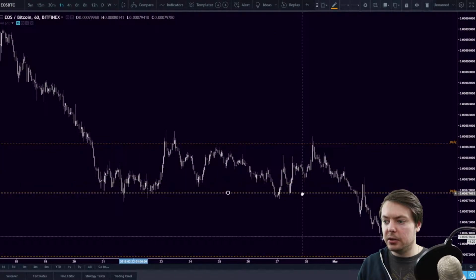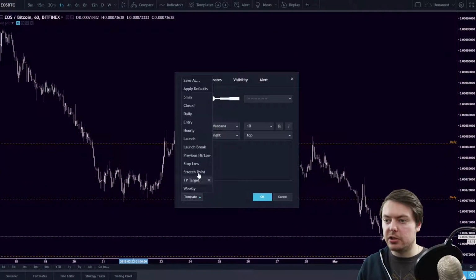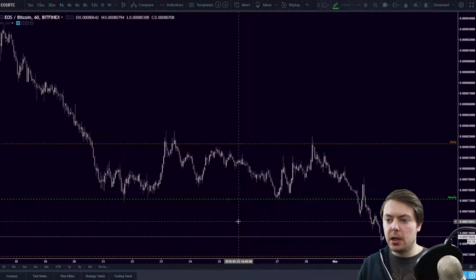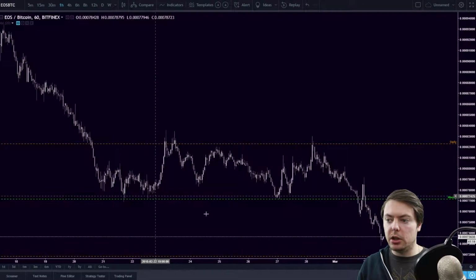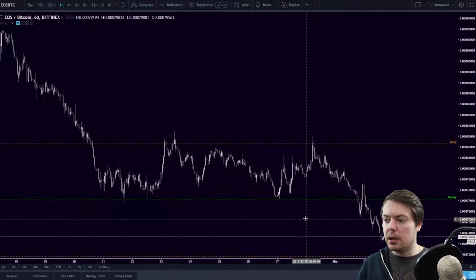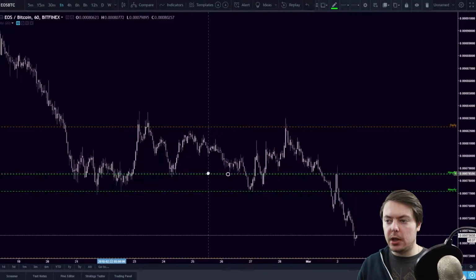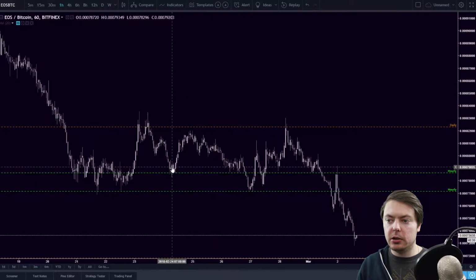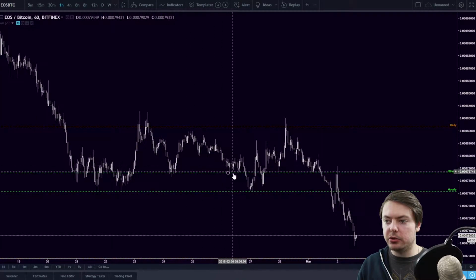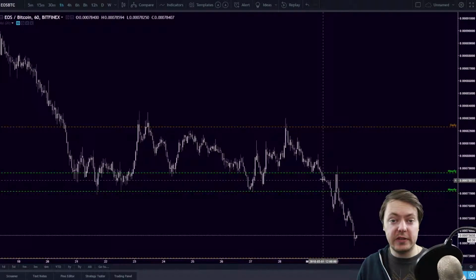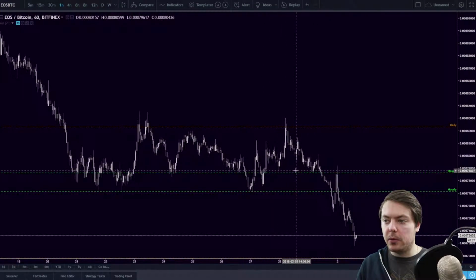So I'll drag this out and I'll change it to an hourly line. And we've got some nice lows here. So I'll put a level there. And we'll drag out another line here and I'll just put it there. So we do have some lows here, some lows here, some lows here, some lows here. And we did find some resistance there as well. So I'm happy with that.